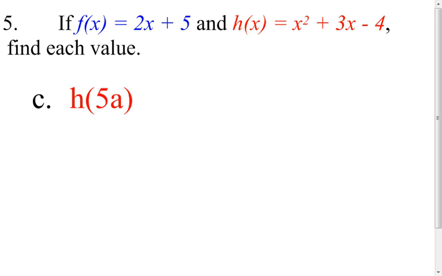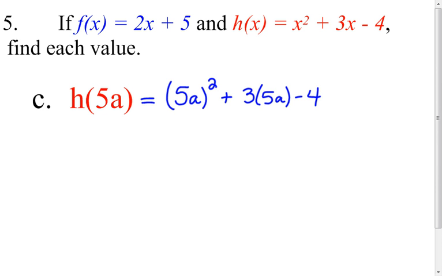Alright, this time I'm asking you to plug in 5a into h's equation. Okay? You need to know that you're not always going to have numbers for answers, but I always want you to simplify this as much as you can. Okay, so here we go. I'm taking 5a and squaring it, and then 3 times 5a minus 4. So wherever I see an x, I'm going to plug in 5a. Okay, and then I'm going to simplify it.